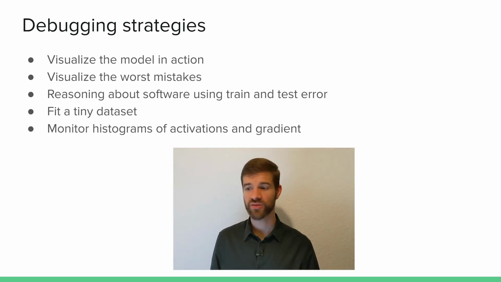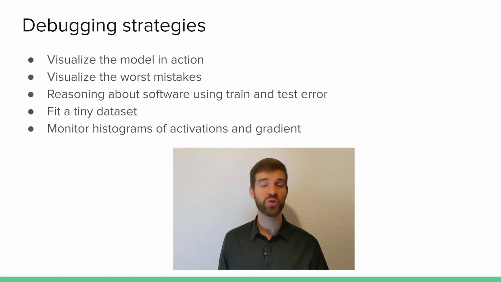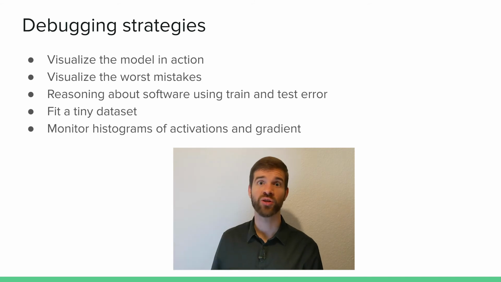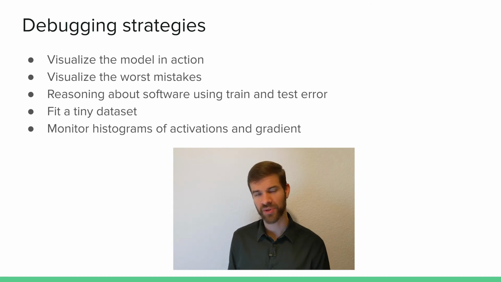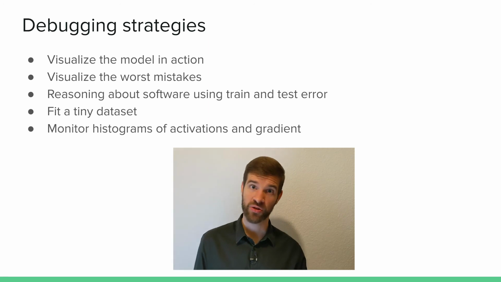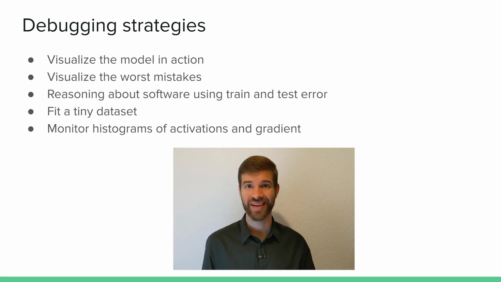A few more debugging strategies, which I've just shown you. Visualize the model in action. Try to see what the actual output of the model will be and whether it makes sense and how good it actually feels. It's a bit of a gut feeling, but maybe your gut feeling tells you that the metric that you're relying on is inappropriate.